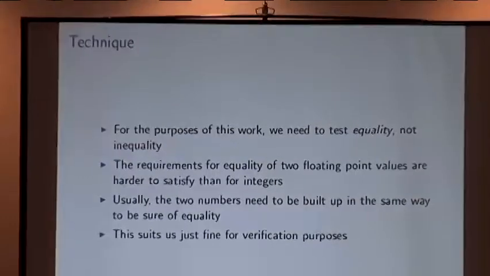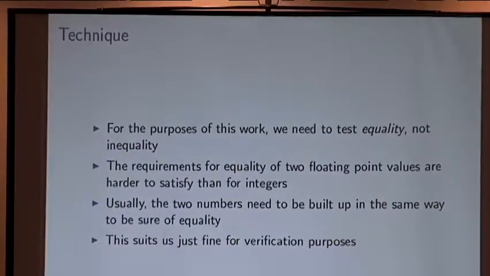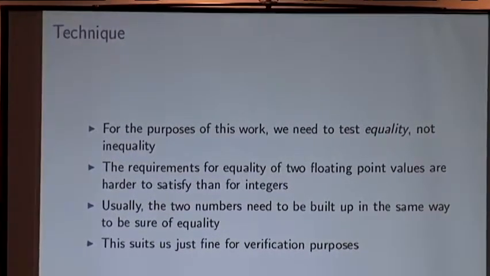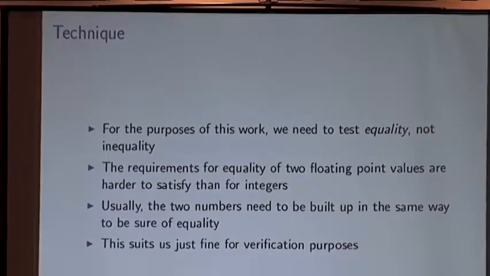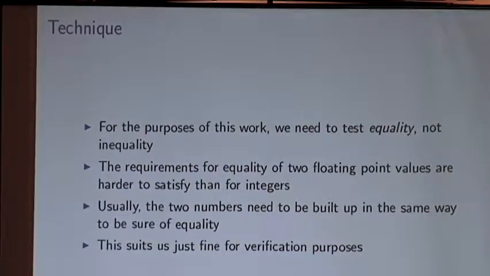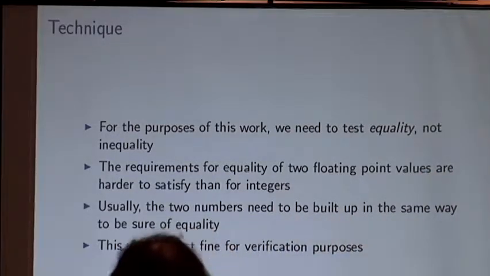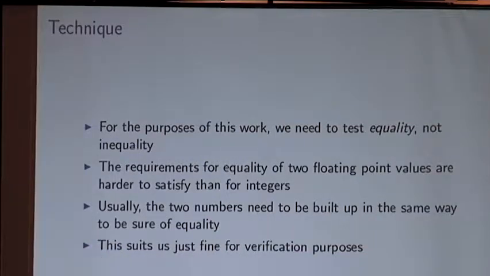So for cross-checking, you're testing a scalar version of the code against a SIMD code. And so for the purpose of this work, we only need to test equality. So it's harder to satisfy an equality constraint for a floating point value than it is for an integer, mainly because of the higher granularity of floating point values. Usually we need to build the two numbers up in the same way to be sure of equality, and that's exactly what we do for our verification technique.